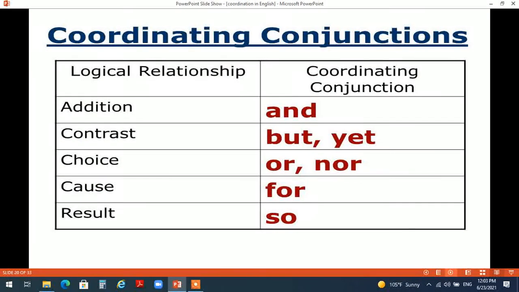As you can see here, you have in this table the coordinating conjunctions and the logical relationship of each coordinator. For example, you have and and the logical relationship is addition. We use and for addition. But and yet, the logical relationship of both is contrast. Or and nor are both used for choice between two things. For is used to indicate a cause relationship, while so is used to indicate that there is some result relationship.